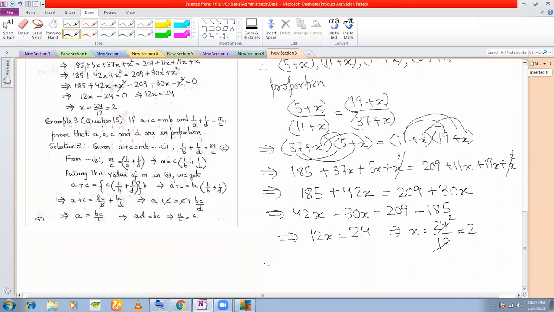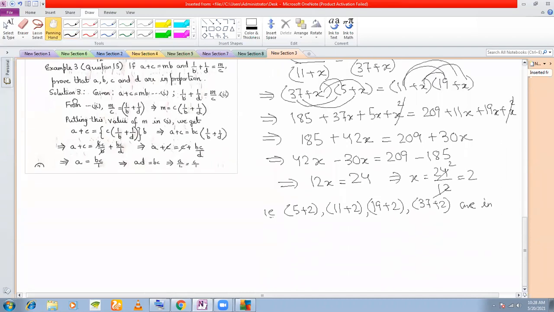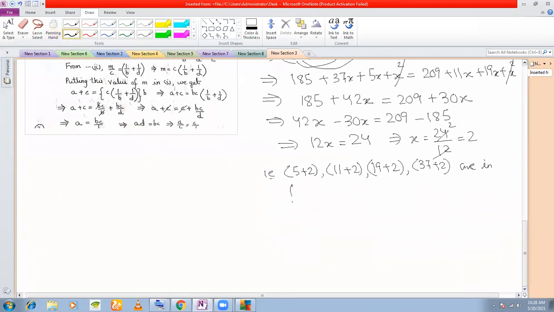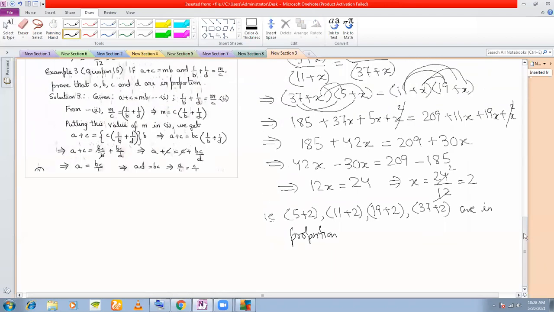So that is 5 plus 2, 11 plus 2, 19 plus 2, 37 plus 2 are in proportion, right? That's it. Let us finish the last one also from this.